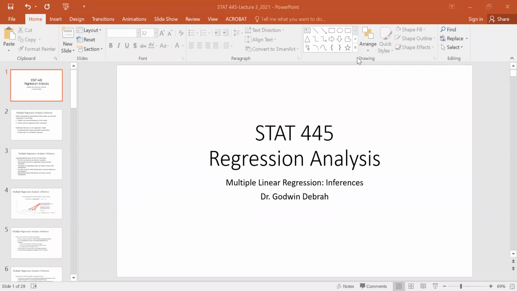Okay, folks, welcome back to regression analysis. In the previous lectures, we introduced what simple regression and multiple regression are, and we went ahead to talk about some estimation methods, the ordinary least squares and maximum likelihood. Then we did some derivations and so on. In this lecture, we are going to talk about inferencing, okay?